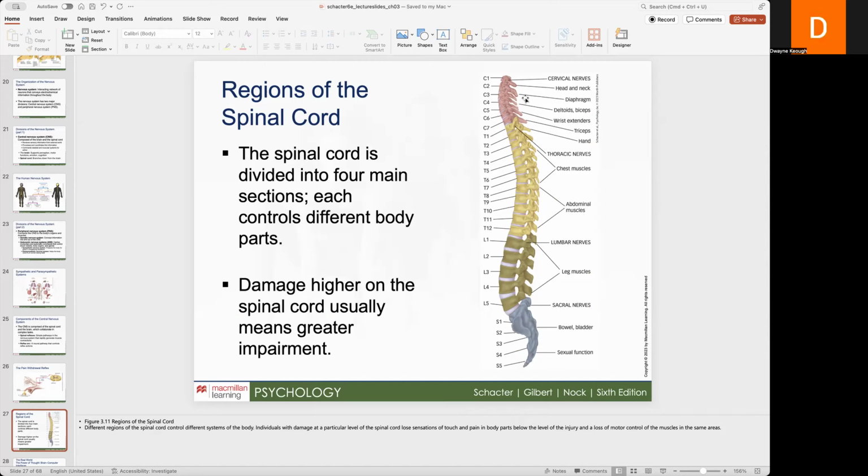Damage on the higher end of the spinal cord usually means greater impairment, the quadriplegia. Damage that occurs lower, often paraplegia, the loss of use of your legs. And if it's very, very high, you could see how you would have difficulty breathing, which means we're going to require some assistance for the remainder of your life.